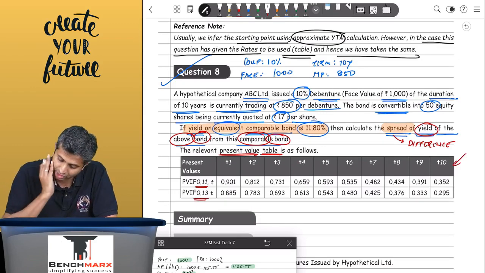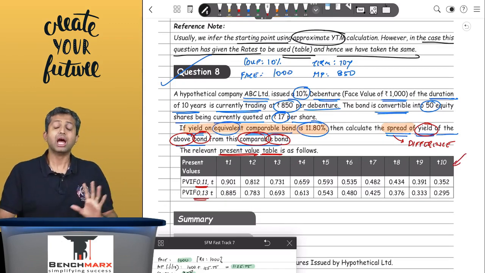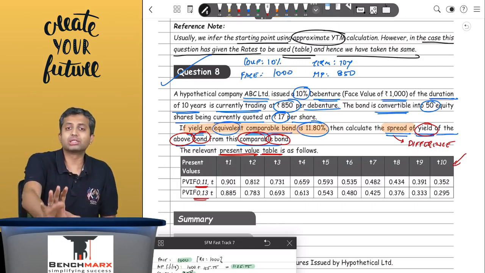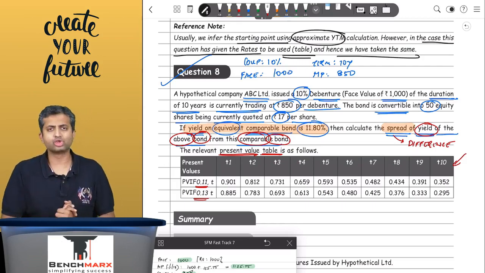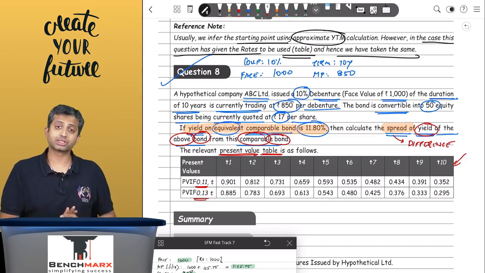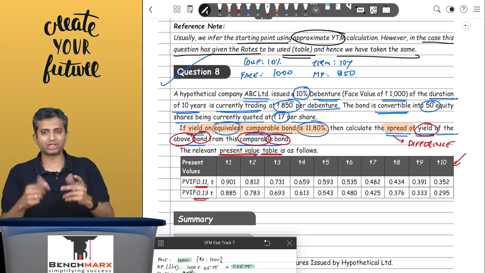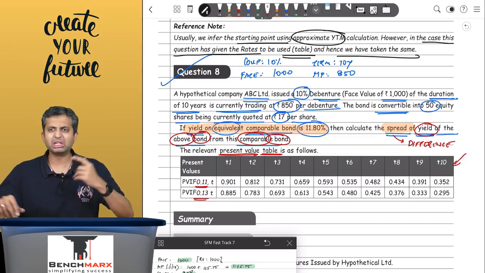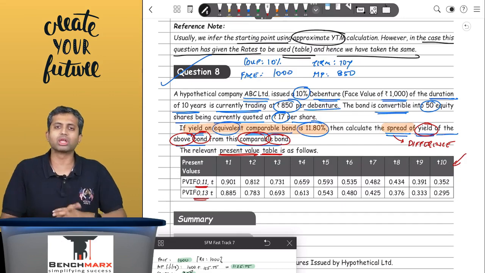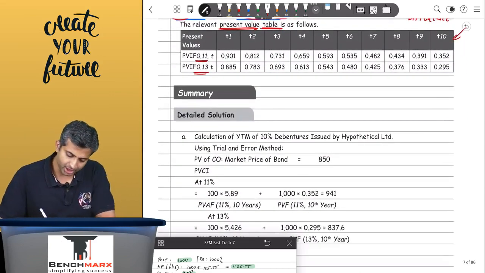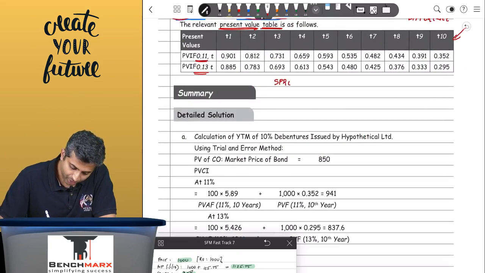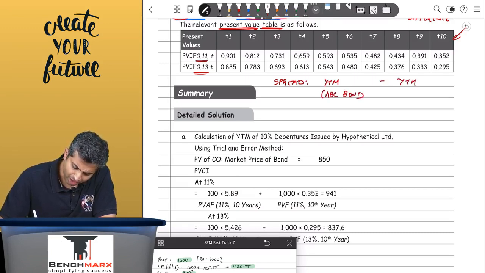I think there are 10 years to remain. So basically, instead of directly asking you to calculate yield to maturity for a bond issued by ABC, the question asks you in a very indirect and tricky way. These are financial jargons, they try to scare you. Jargons means technical words. Calculate the yield, the spread, what have you studied? Basically, what do you want to find? You want to find the spread, that is the difference between the yield to maturity of the ABC bond and the yield to maturity of a comparable bond.